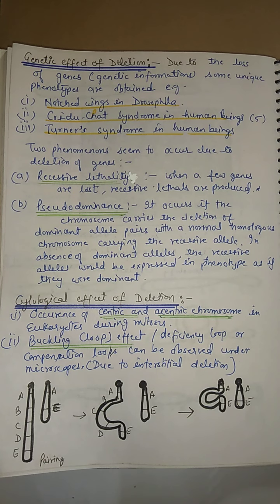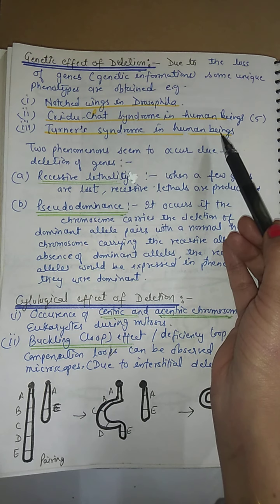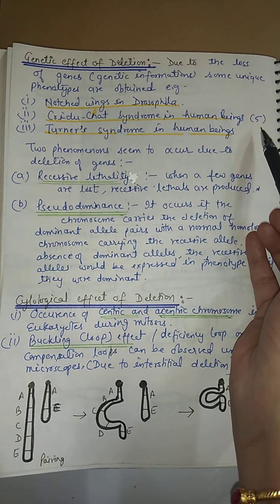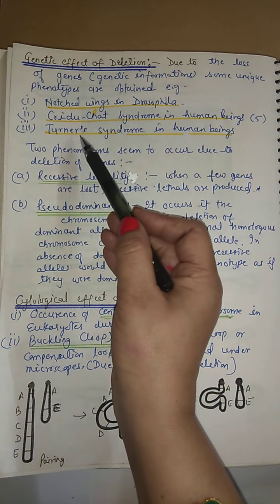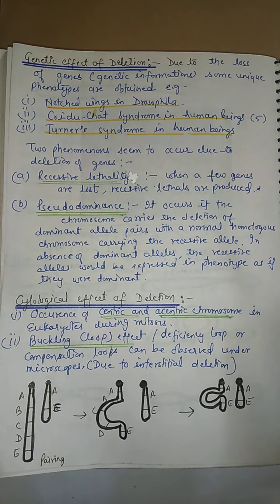Now, what are the genetic or cytological effects of deletion? Since deletion leads to the loss of some important genetic information or genes, it is very hazardous to the organism. Some unique phenotypes are obtained due to deletion. Examples: notched wings in Drosophila, Cri-du-chat syndrome in human beings, which is the deletion of a segment from the 5th chromosome, and Turner syndrome in human beings. These are some examples which occurred due to the deletion of segments from the chromosomes.